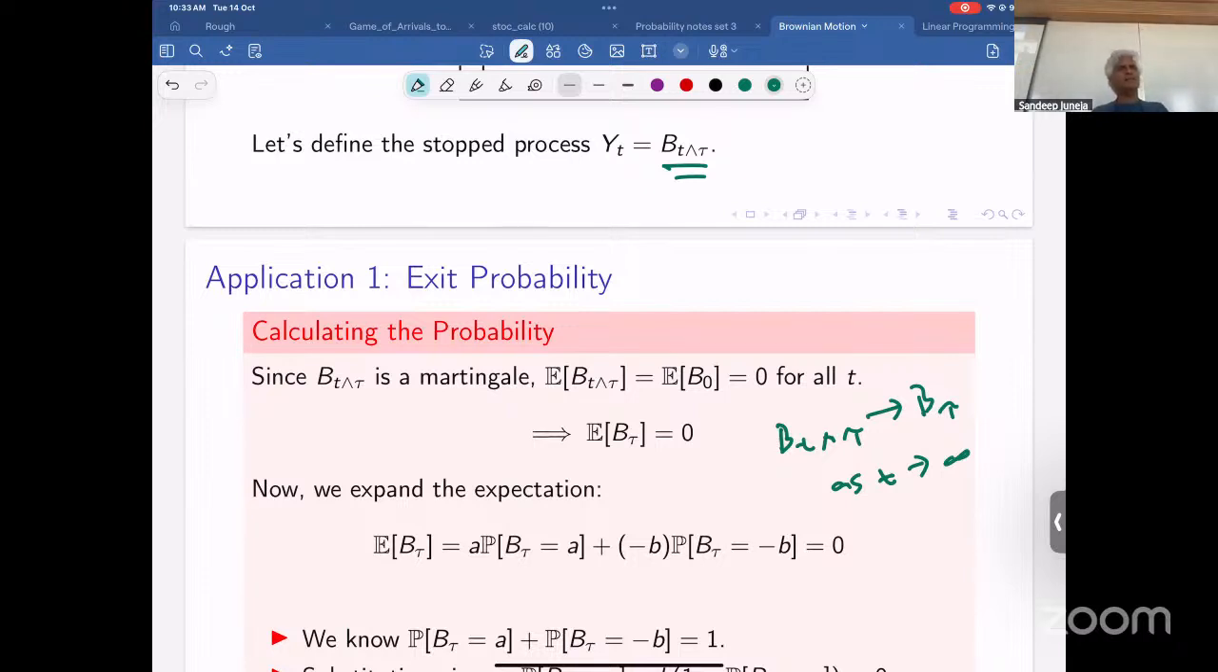B_t by itself as t goes to infinity is not converging. It's a process which is just expanding; its variance is increasing with t. But B of t min tau converges to B of tau, because tau is finite with probability 1, and because B of t min tau is a bounded process, the expectation of this is also converging to the expectation of B of tau. But now, what's the expectation of B of t min tau?